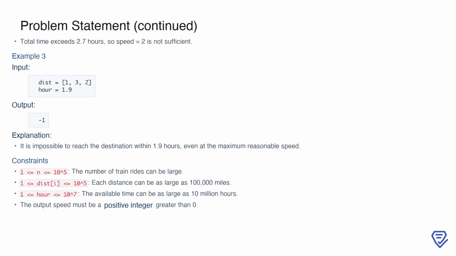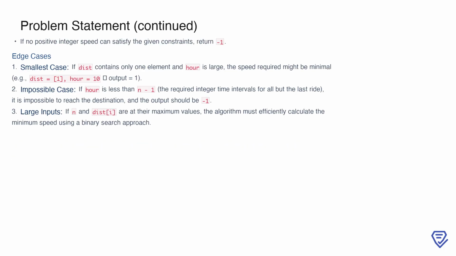However, if we try a speed of 2 miles per hour instead, the total time exceeds 2.7 hours, so 2 miles per hour is not sufficient. Thus, the minimum speed required for this example is 3. In the third example, we have the same dist array of [1, 3, 2], but the available time is now only 1.9 hours. Here, we find that even at the maximum reasonable speed, it is impossible to complete the journey within the given time. Therefore, the output is -1, indicating that the task cannot be accomplished within the constraints. To summarize, if no positive integer speed can meet the given constraints, we return -1.